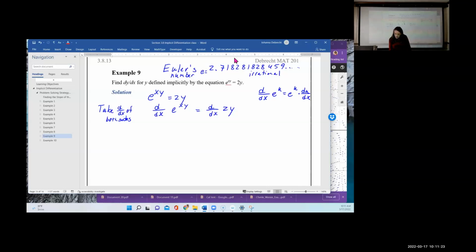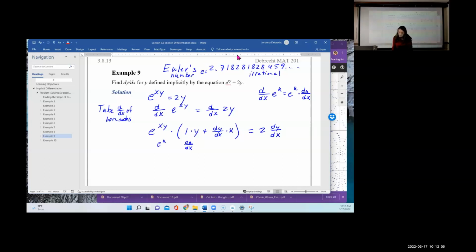So when we take the derivative of e to the xy and we simplify, we get e to the xy times the derivative of xy. And the derivative of xy is the product rule. So we get 1 times y plus dy dx times x. All right. So this is our e to the u, and this is our du dx. That's the chain rule that we're doing right there. When we take the derivative of the right side, we simply get a 2, but we also get dy dx for the derivative of y.